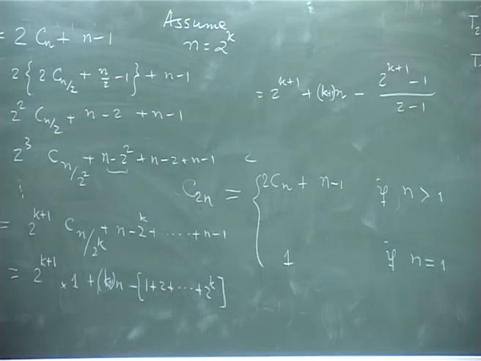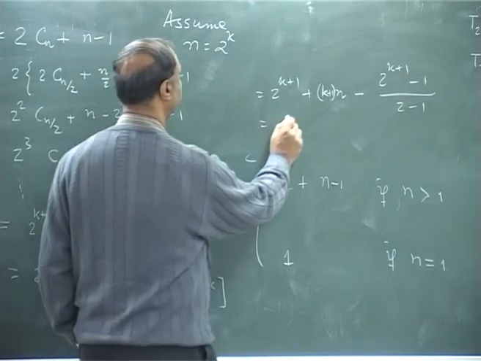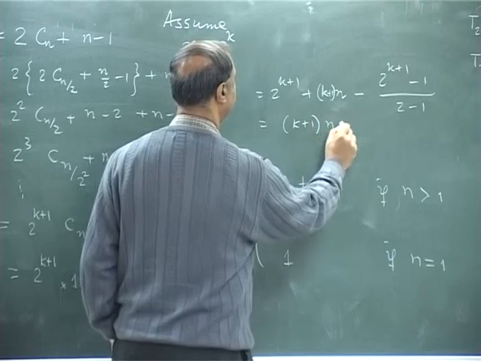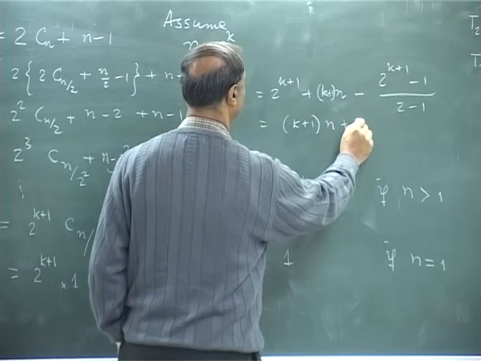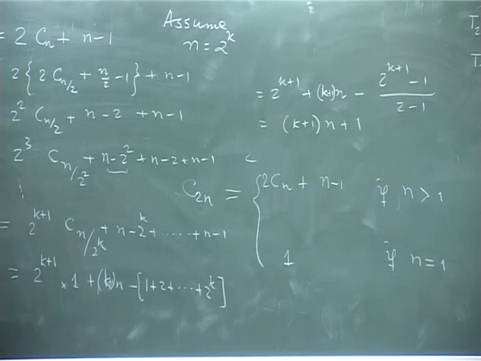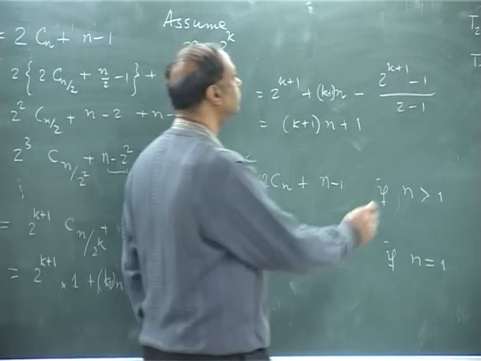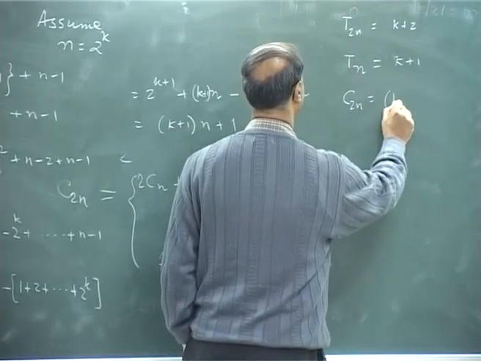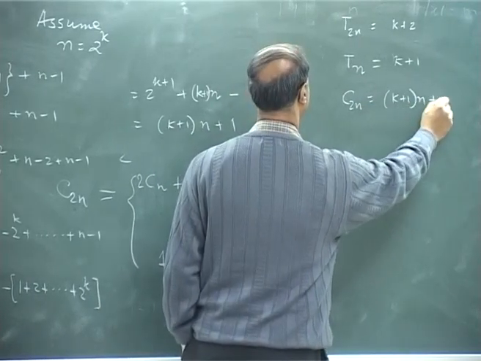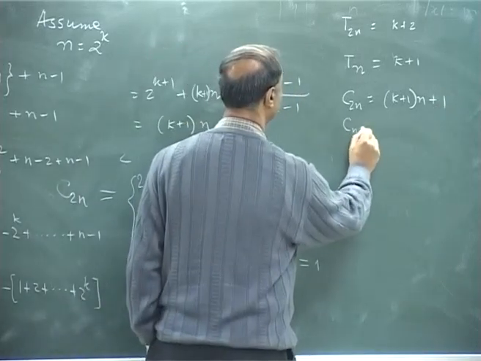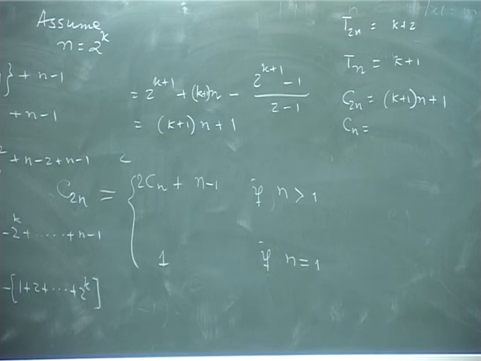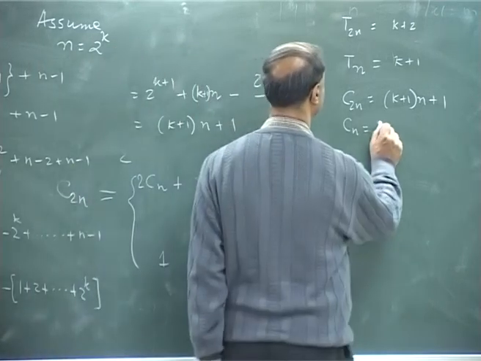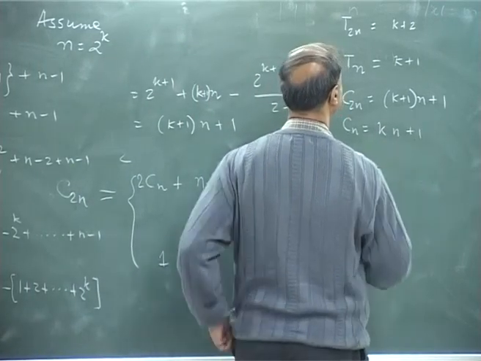This is okay? So this gives you k plus 1 n plus 1. So you get C2n is k plus 1 n plus 1. So you tell me what is the value of Cn? K plus 1. K is your log n.